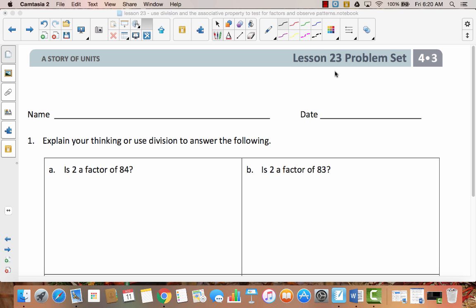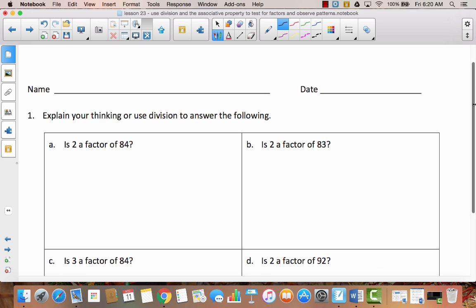All right, so let's take a look at our problem set. Go ahead and write your name at the top of your paper, and let's look at the direction. Explain your thinking or use division to answer the following. So, first of all, you can always use division to test for a factor. Anytime you are unsure how to find a factor, you can always divide. And the rule is if there is a remainder left over, then it's not a factor. So let's use division on this one, even though there is a pattern that we can use. Let's go ahead and divide this one and see what we get.